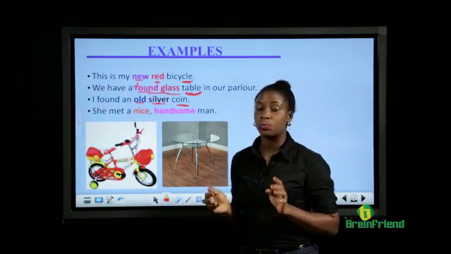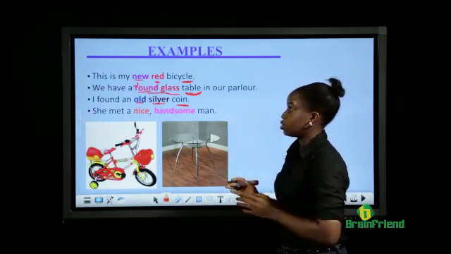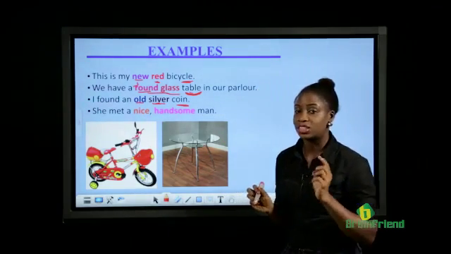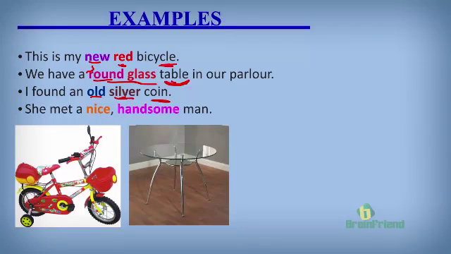One easy way you can learn this or apply this is by checking if you put the word and. Assuming you put this word and in between the adjectives, will it make sense? Let's try it now. This is my new and red bicycle. Does that make sense? It sounds a little bit clumsy. You do not need and, so you do not need a comma. This is my new red bicycle. It still makes sense without the word and. In fact, it makes more sense without the word and.